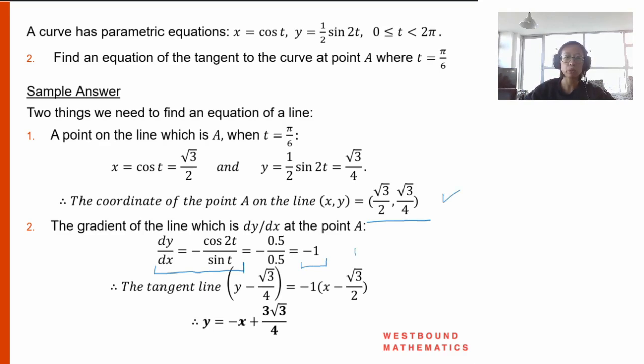So now I have both conditions required to find the equation of a line. I can just plug them back into the formula we saw just now. And of course, you can tidy it up a little bit, and that will get you to the final solution, y is equal to minus x plus 3 times square root 3 divided by 4.